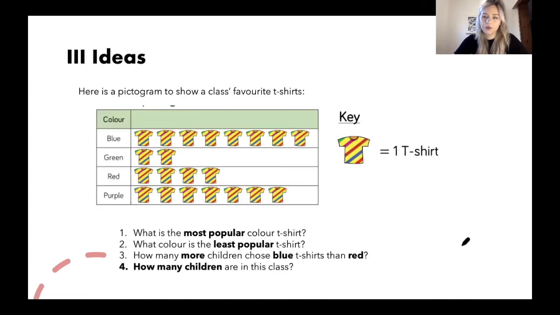So, a few ideas. This is your pictogram. It says, here is a pictogram to show a class's favourite t-shirts. And we've got the colour down the side. And then this just shows how popular they are. How many children chose these colours to be their favourite t-shirt. Okay, and if you look at the key, it says, one of these t-shirts represents just one t-shirt. You need to have a go at answering these questions down here, these 4 questions.